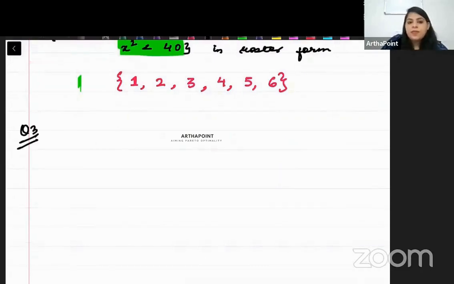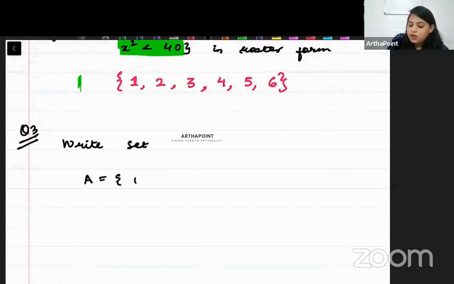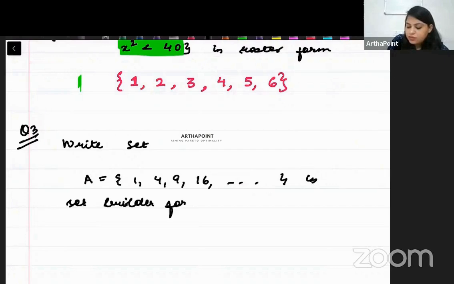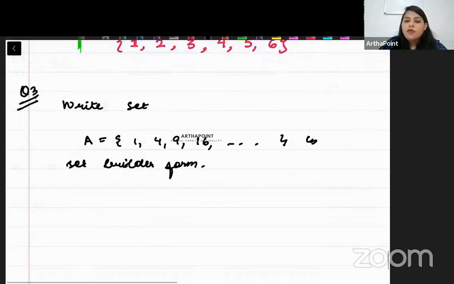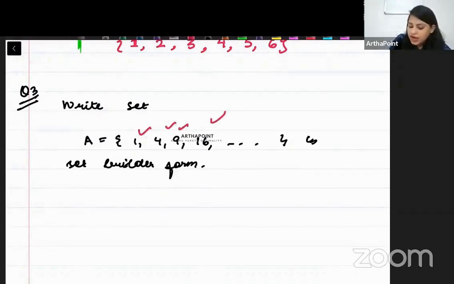Question number 3. Write the set A is equal to 1, 4, 9, 16 in set builder form. So what are we saying? We need to write 1, 4, 9, 16, 25 and so on in the set builder form. But clear, this is just square of natural numbers, na? So I can say A is what?